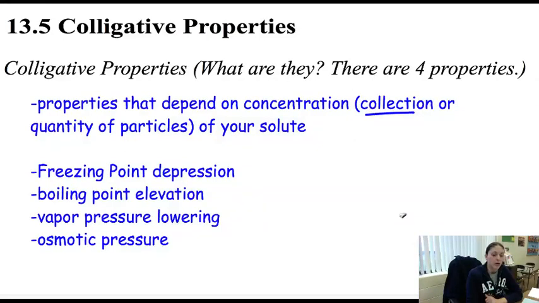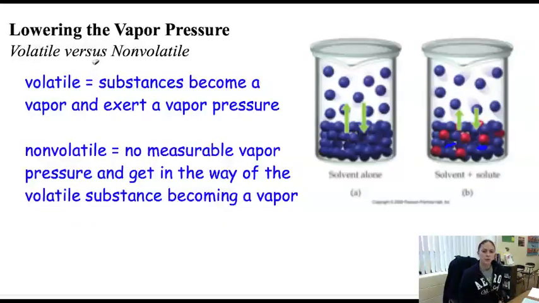There are 4 of them. They are freezing point depression, boiling point elevation, vapor pressure lowering, and osmotic pressure. So you have 4 colligative properties: freezing point, boiling point, vapor pressure, and osmotic pressure. 4 properties that change when your amount or concentration changes. All right, the first one we're going to talk about is lowering your vapor pressure. So vapor pressure is the first property we're looking at here.